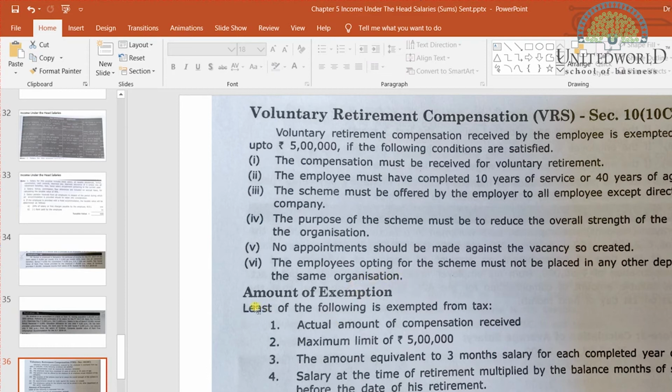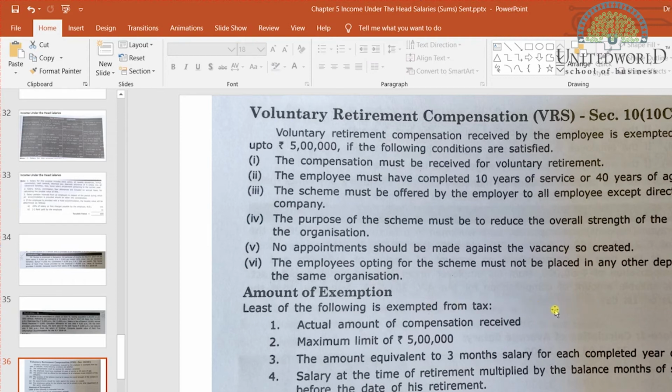Now the fourth one, that is salary at the time of retirement multiplied by the balance months of service left. See, VRS has been given in between. If it is a natural retirement, then it is at the age of 58 or 60, so no service is left. But here some years of service are left for that particular employee. So salary at the time of retirement multiplied by the balance months of service left.